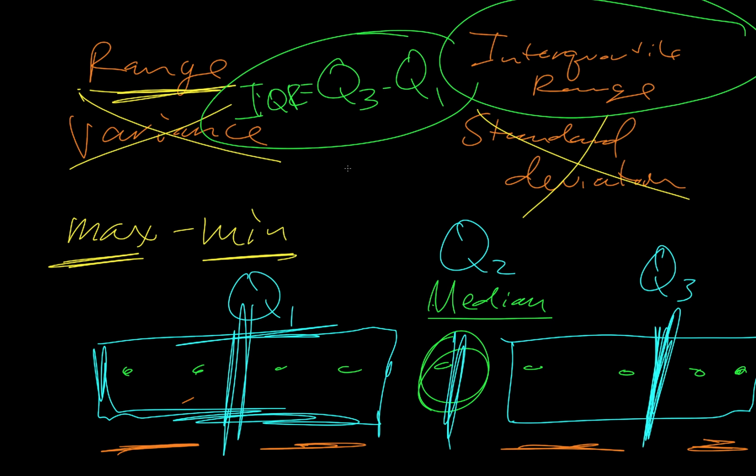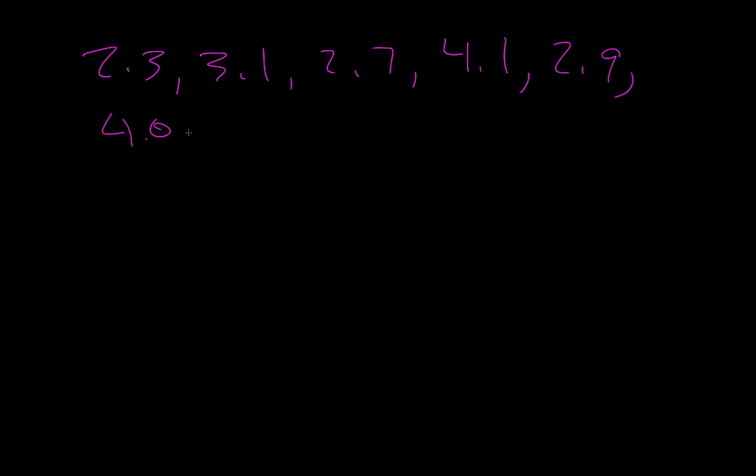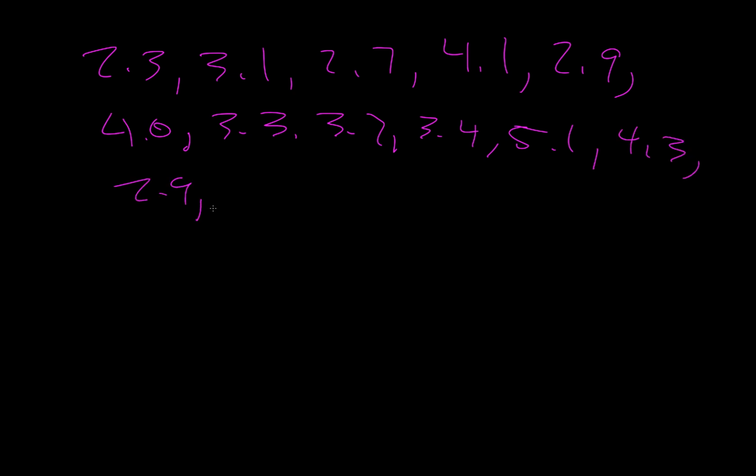Alright, let's do a problem. It says the weight in kilograms of the pumpkins in Herb's crop are 2.3, 3.1, 2.7, 4.1, 2.9, 4.0, 3.3, 3.7, 3.4, 5.1, 4.3, 2.9, and 4.2. Find the range.